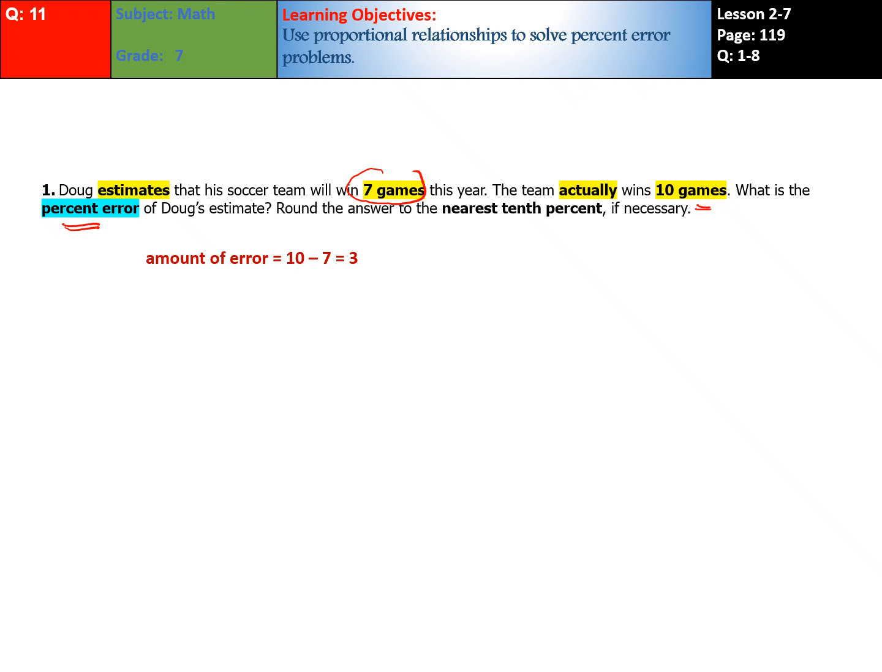Now again part over whole, 3 over the whole, which is the actual. In the last lesson it was the first thing, like the initial thing, but here what is the actual? Actual means originally, or actually what has happened. That will be your whole part. Then same thing, you have to convert the denominator to 100 to make it percent. So this is 30%.